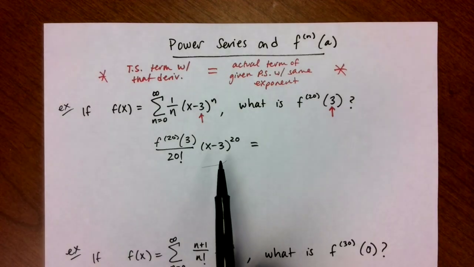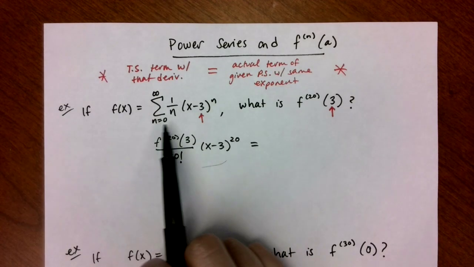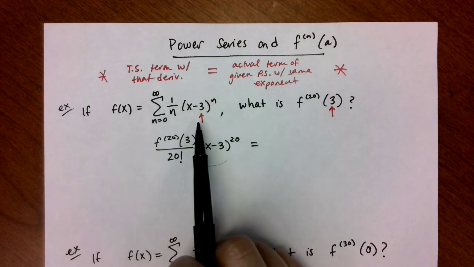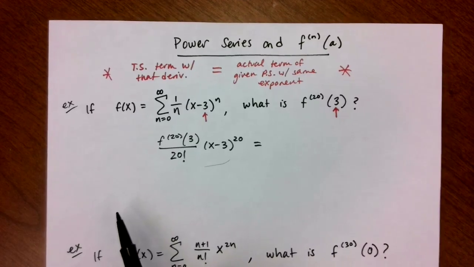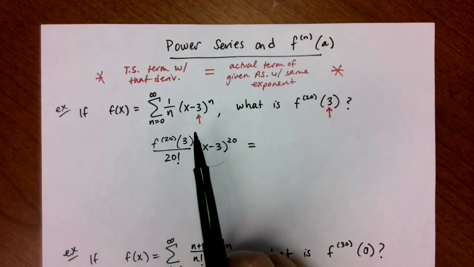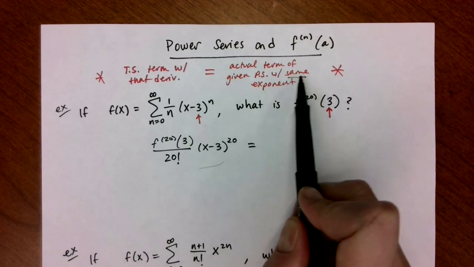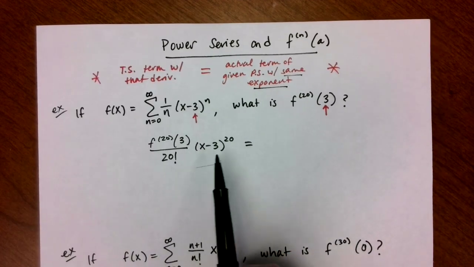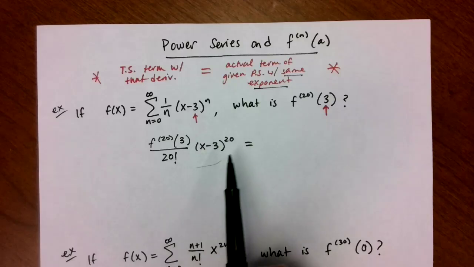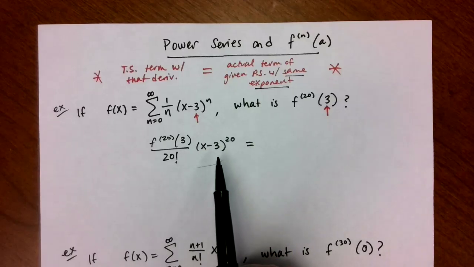So we want to set it equal to the actual term in the end result power series that it turned into. And the best way to make sure that it's equal to exactly the correct term is what I've written here with the same exponent. So what I mean is the x minus 3 to the 20 is the giveaway. That's the part that doesn't get simplified or changed.